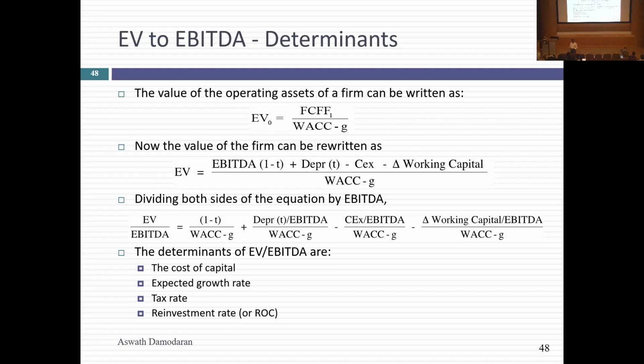So I'm going to list out the variables that drive EV to EBITDA. In your mind, I want you to start thinking about what a cheap company will look like on an EV to EBITDA basis. First up is your tax rate. The higher your tax rate, the lower your EV to EBITDA is going to be as a company.